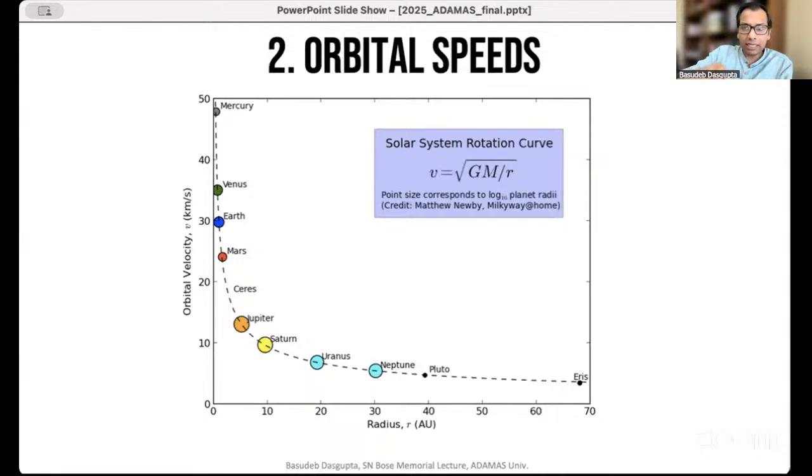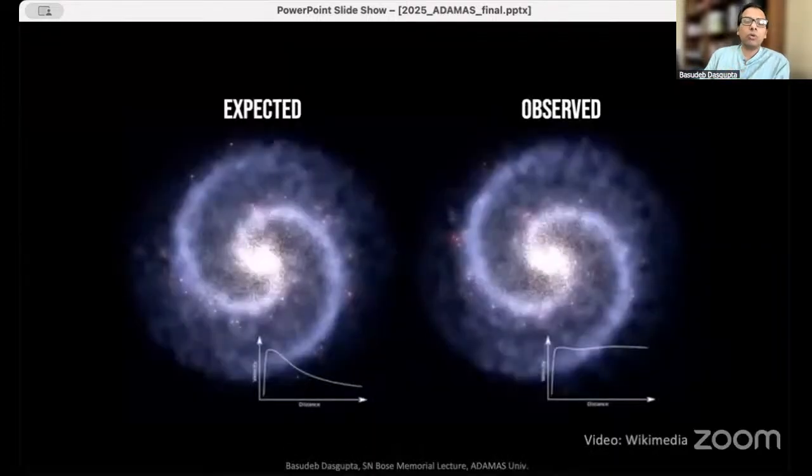And we find that the way in which this orbital velocity drops as a function of r is square root of 1 over r, which is plotted by this dashed line. And this can be easily derived using Kepler's laws. Okay. So you also expect this to happen in galaxies, that as you go away from the center of the galaxy, the speeds of stars orbiting the center of the galaxy should also decrease in the same fashion. But this is not what happens.